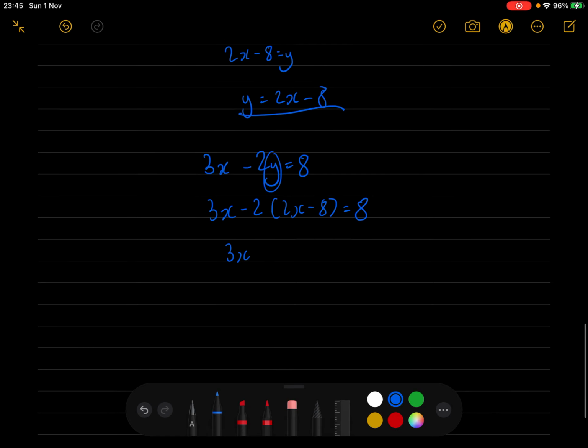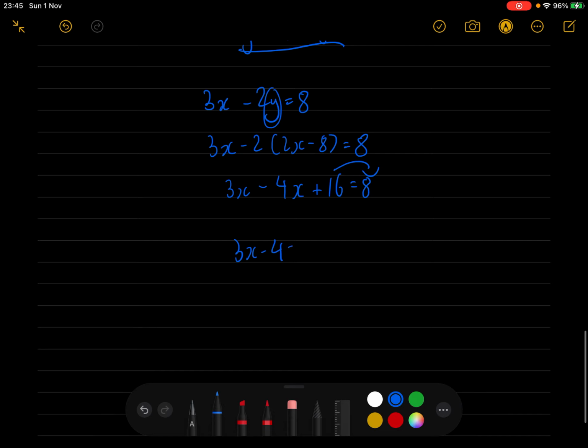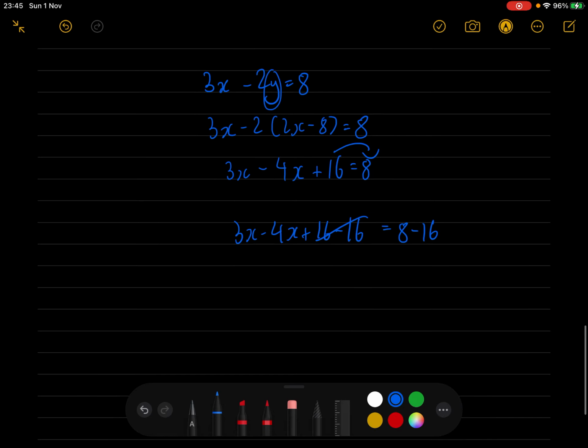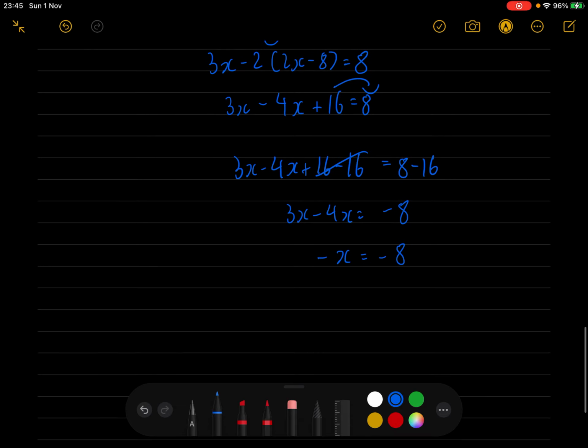That means 3x minus 2 times 2x is 4x, and minus 2 times minus 8 is 16, since negative from negative gives you a positive. Now you're going to move the 16 to the right hand side of the equation by taking away 16 from both sides. Hence, 3x minus 4x is equal to 8 minus 16, which is negative 8. 3x minus 4x is negative x, and that's equal to negative 8. Hence, x is equal to 8.